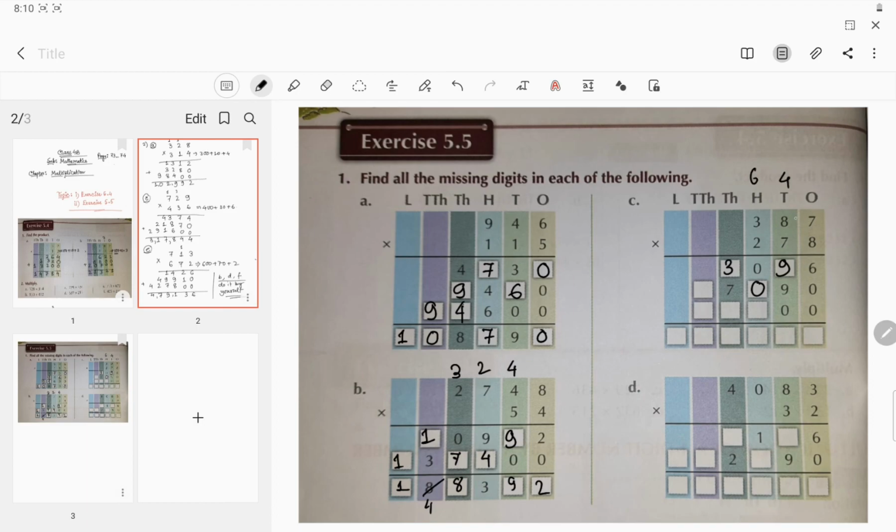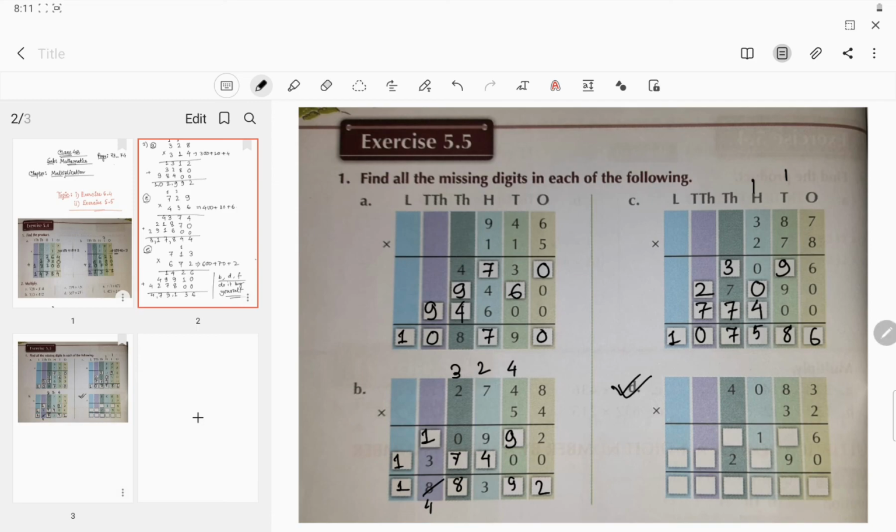7 3's are 21. 21 plus 6 is 27. Then 2 7's are 14, carry 1. 2 8's are 16, 16 plus 1 is 17 and carry 1. 2 3's are 6, 6 plus 1 is 7. So 6, 9 plus 9 is 18 and carry 1. So 4 plus 1 is 5. 7 plus 7 is 14. 14 plus 3 is 17 and carry 1. 7 plus 1 is 8 and 8 plus 2 is 10. So the answer will be 1,07,586. And this D, you have to solve by yourself.